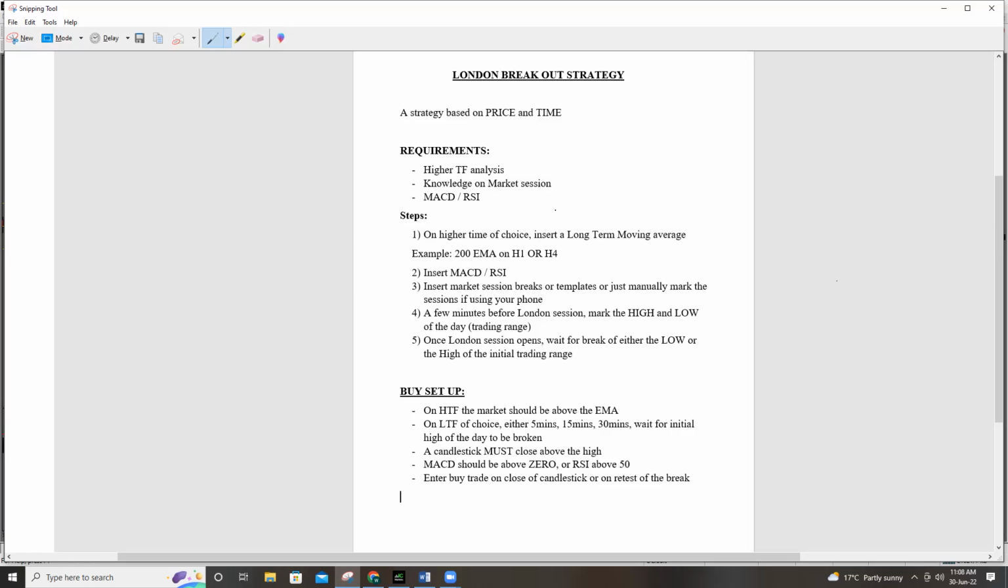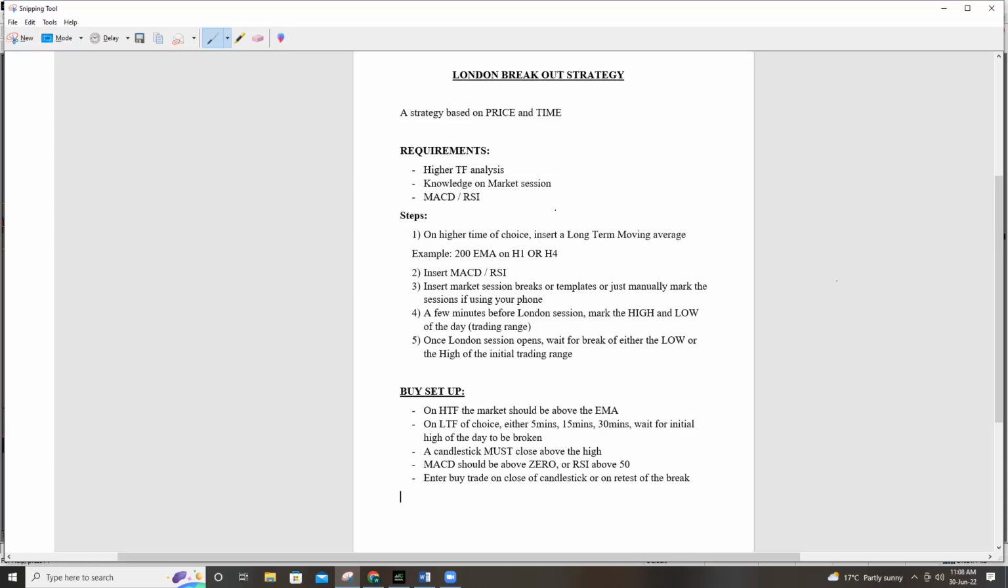So what is the London Breakout Strategy? This is a strategy that is based on price and it's time sensitive. There are so many strategies out there, but not all of them are time sensitive. When we talk about time sensitive, it means that this strategy should be taken at a particular time.